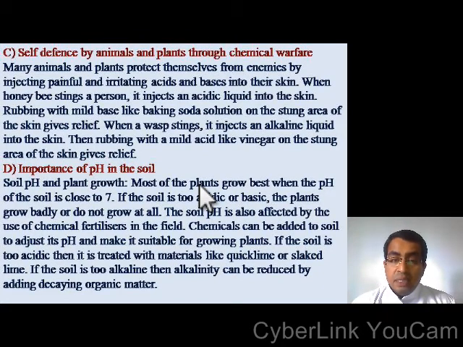When a wasp stings, it injects an alkaline liquid into the skin. Then rubbing with a mild acid like vinegar on the stung area of the skin gives relief. So that is self-defense by animals and plants through chemical warfare.